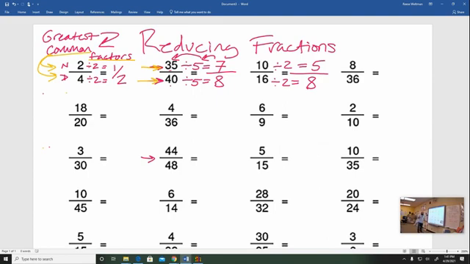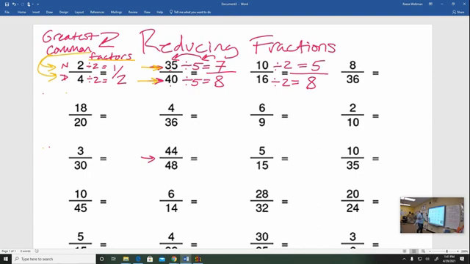Is there any number that we can put into both 5 and 8 equally? Because we're looking for equal amounts here, right? There isn't. 1's the only one. 5 times 1 is 5. 8 times 1 is 8. So that's it. 5/8. That's the smallest we can go. That's the furthest we can go. So our reduced fraction here, of course, 10/16 is going to be 5/8.